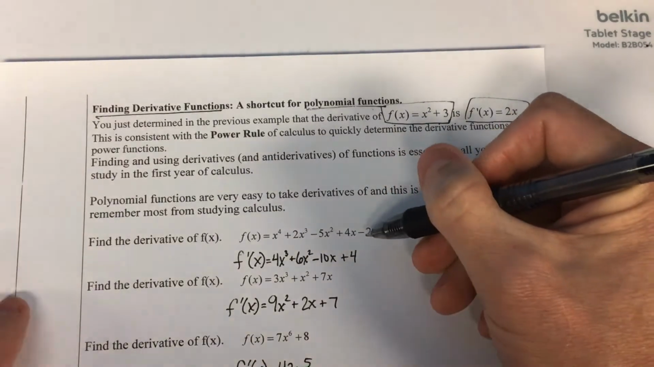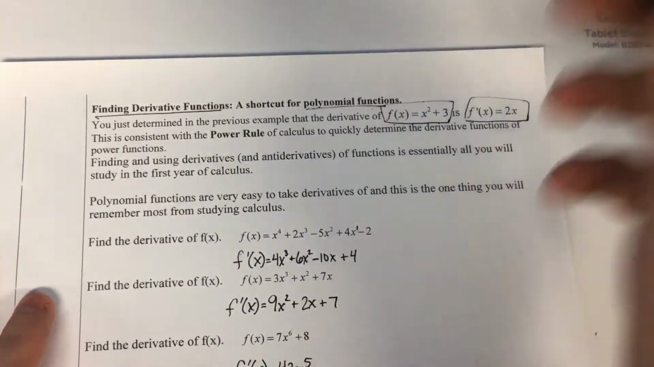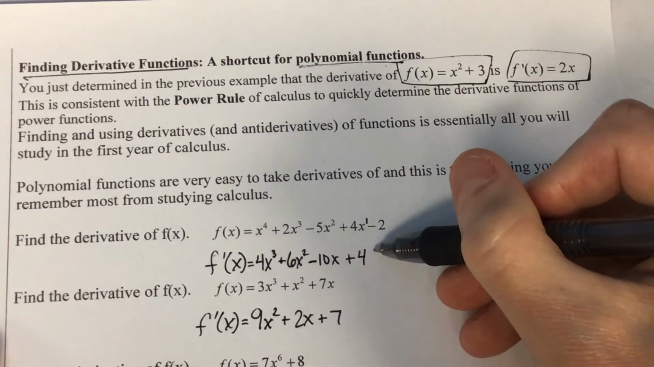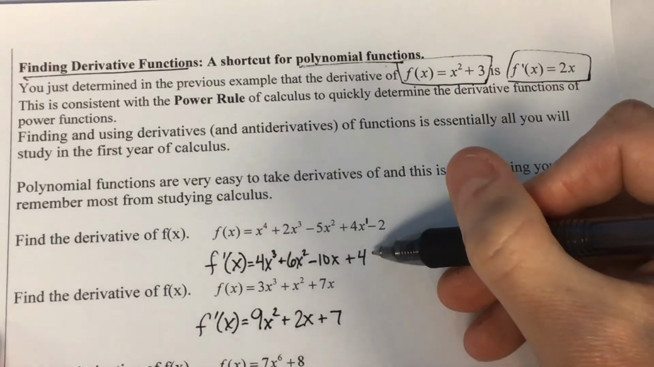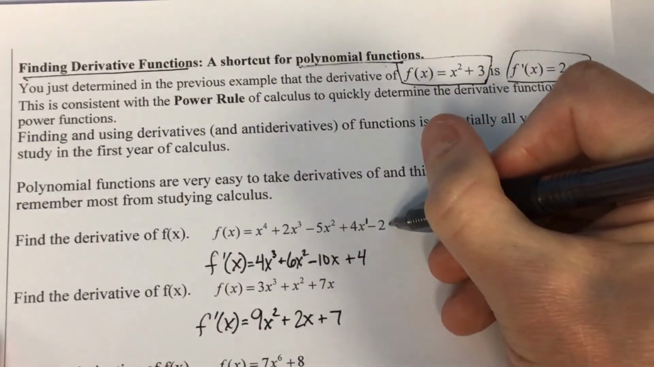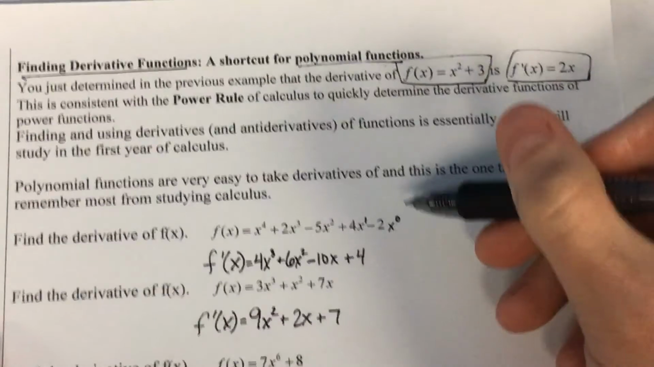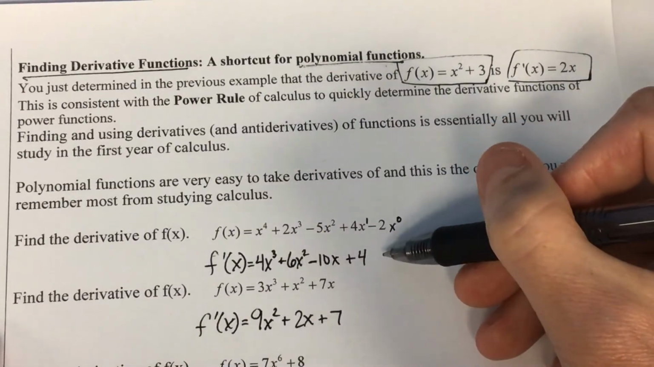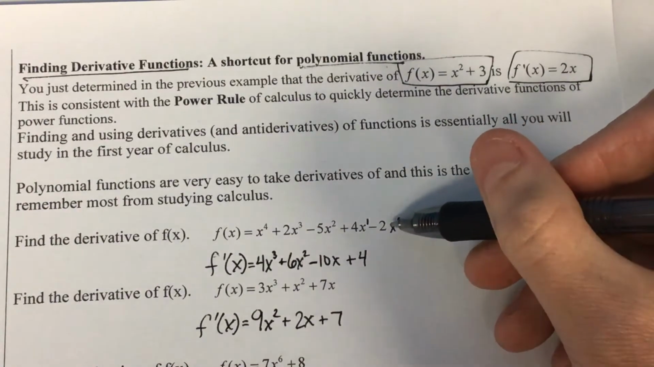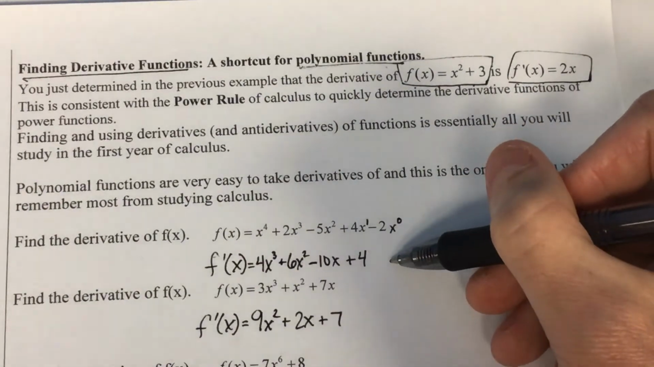Now these are where it gets a little more interesting. This is like 4x to the 1. So 1 times 4 is 4, and then x to the 0, you really don't even write x to the 0. So you could put x to the 0 here, but it just doesn't show up. And then if you think about it, this is kind of like x to the 0 here. So 0 times 2 just makes 0. So it'd be like 0x to the negative 1, but that's just 0. So for a constant, the derivative is always going to be 0.